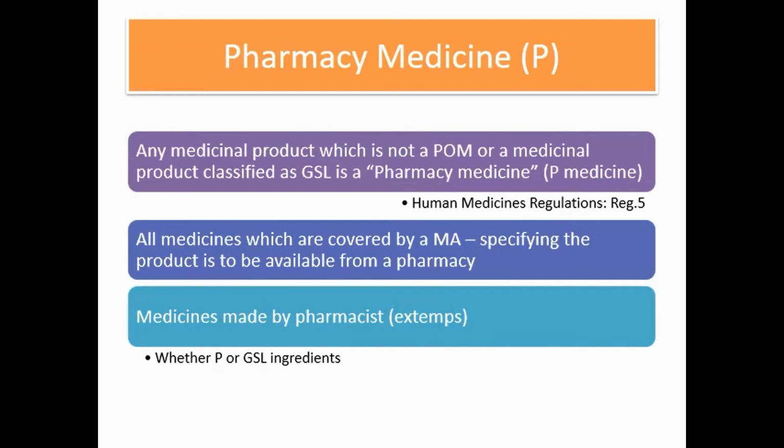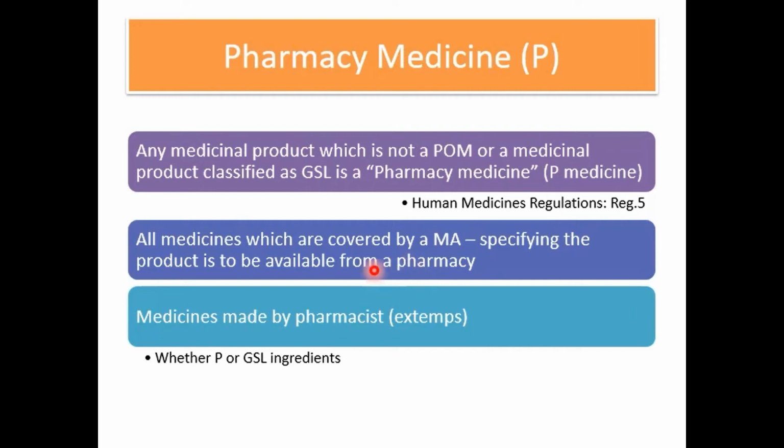So let's talk about pharmacy medicines. So this is any medicinal product which is basically not a POM, i.e. a prescription only medicine, and also not classified as general sales list medicine. So if it's not a POM and not a GSL, it by virtue becomes a pharmacy medicine, or what's classed as a PMED. Again, they are covered by a marketing authorization, and it specifies that the product is to be only available from a pharmacy. So that means that you can't purchase or obtain this medicine from any other retail outlet. It has to be from a pharmacy.